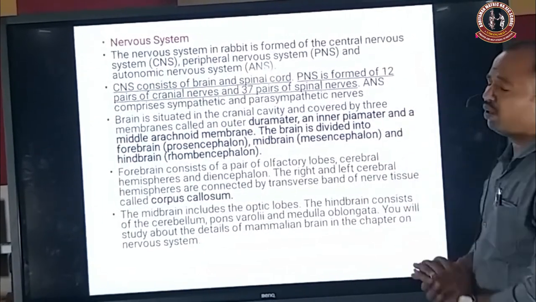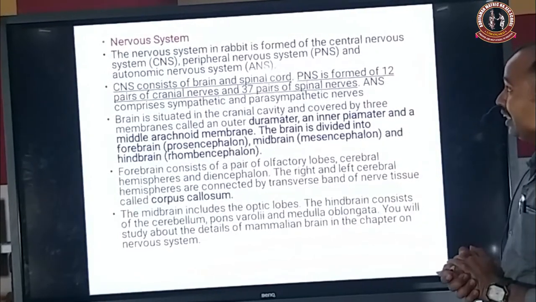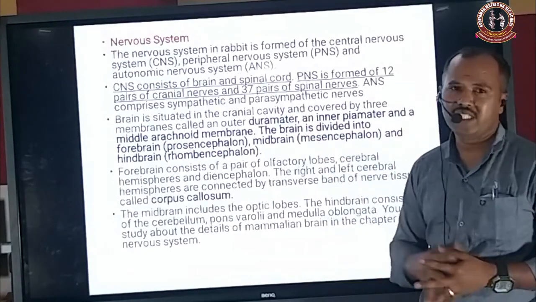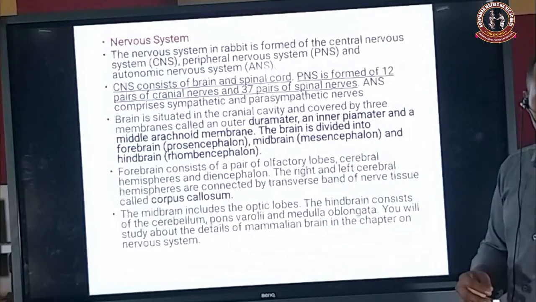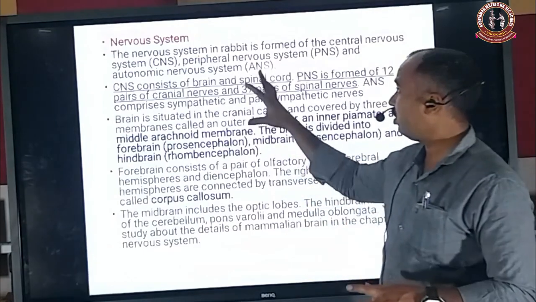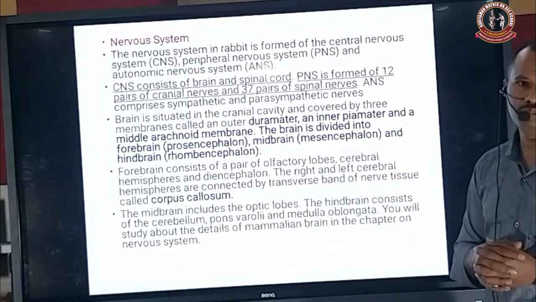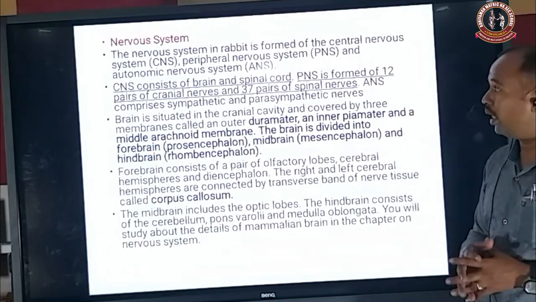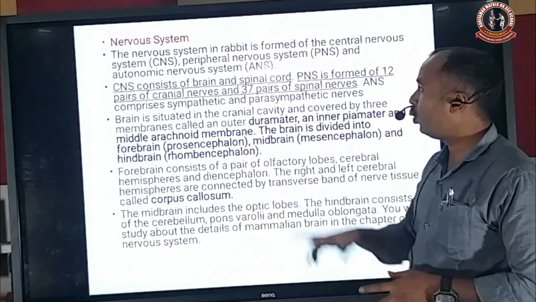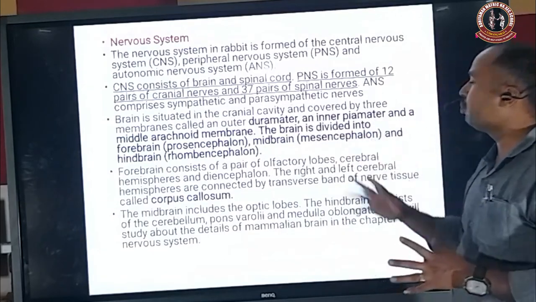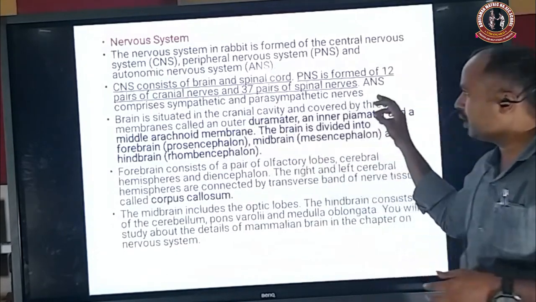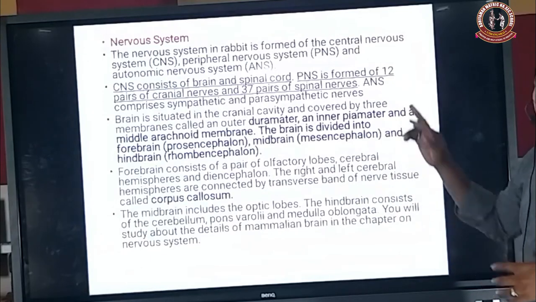and then the nervous system of the rabbit. The nervous system in the rabbit is formed of the central nervous system, peripheral nervous system and ANS, which means autonomic nervous system. It is similar to the human being, which means CNS, PNS and ANS. CNS consists of brain and spinal cord. Most of our body functions are controlled by the brain and spinal cord, so it is called the central nervous system. The PNS is formed of 12 pairs of cranial nerves and 37 pairs of spinal nerves. The autonomic nervous system comprises the sympathetic and the parasympathetic nerves. It is also similar to the human, but the numbers vary.